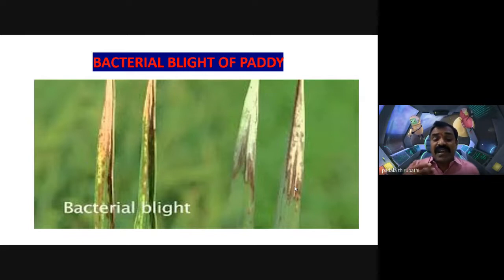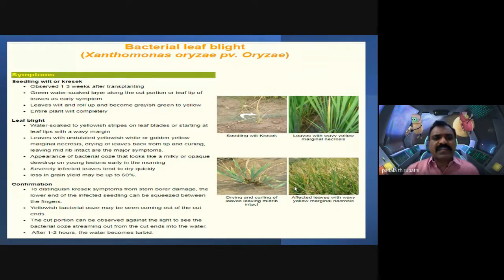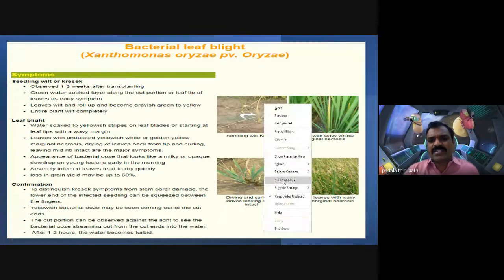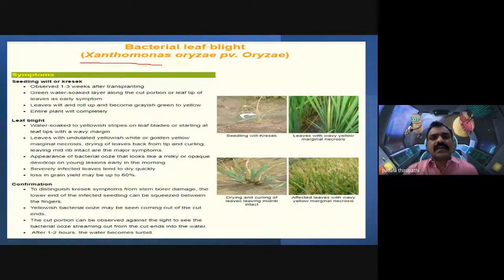Rice is affected by different pathogens, whether bacterial or viral. We are going to discuss this. So in this topic, we are going to discuss the bacterial blight. The pathogen belongs to bacteria, and we will see what symptoms we observe in this bacterial blight. What is the causal organism of this bacterial blight? The causal organism of bacterial blight of paddy is Xanthomonas oryzae pv. oryzae.